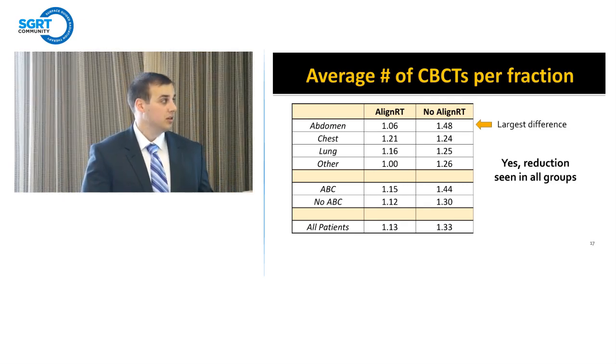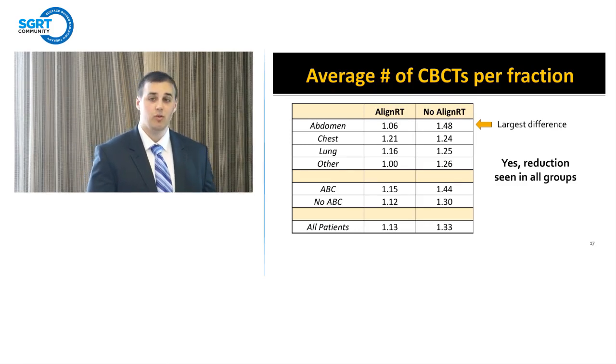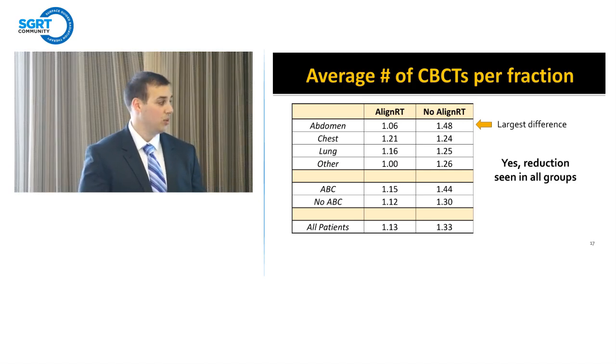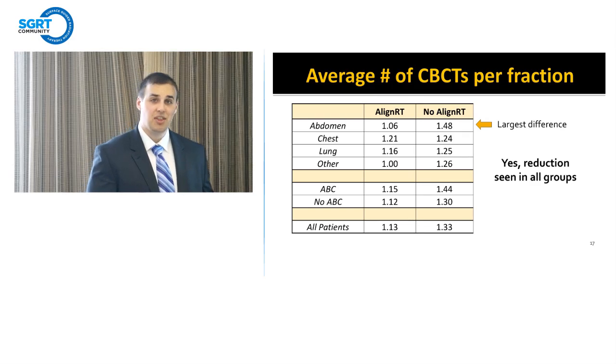The largest reduction being in the abdomen case, in which we have a 0.42 reduction in the number of cone beam CTs per fraction when setting up with AlignRT versus those that were set up not with AlignRT. And then just similarly looking at all patients, we have 1.1 for those set up with AlignRT and 1.3 set up without AlignRT.